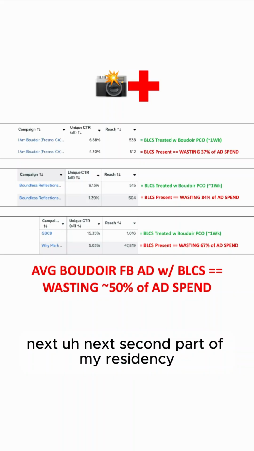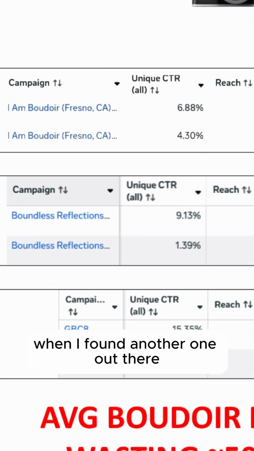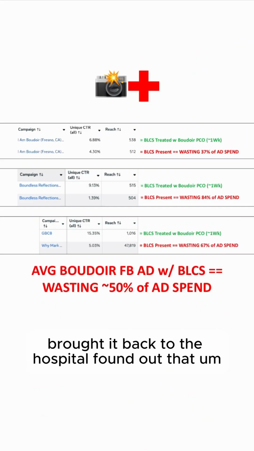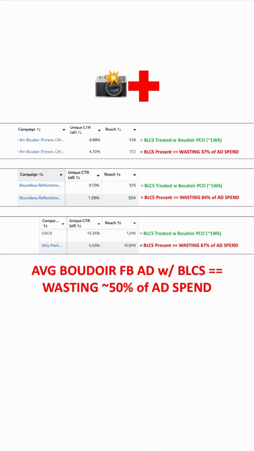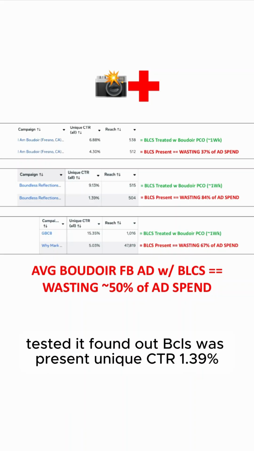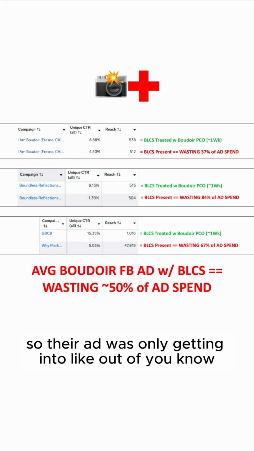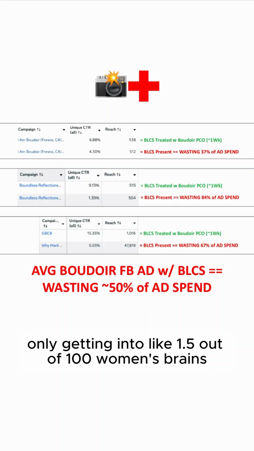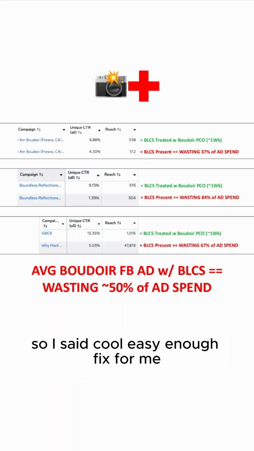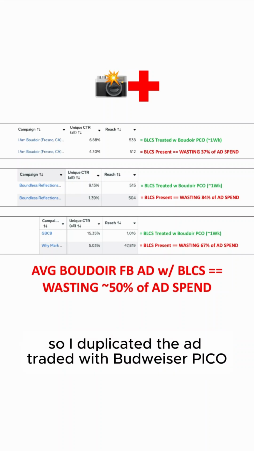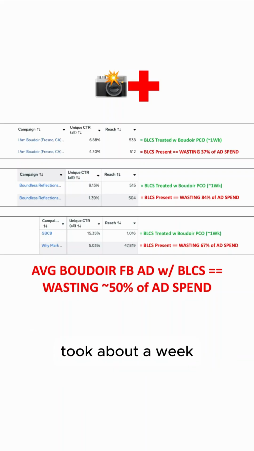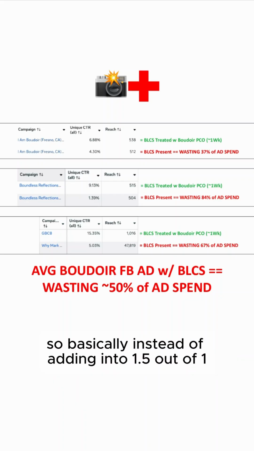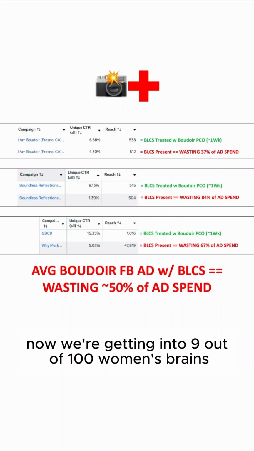Next, second part of my residency, I found another Boudoir Facebook ad out there in the wild, brought it back to the hospital, ran it, tested it, and found out BLCS was present, with a unique CTR of 1.39%. So their ad was only getting into 1.5 out of 100 women's brains. I said, cool, easy enough fix for me. I duplicated the ad, treated it with Boudoir Pico, took about a week, and got the unique CTR up to 9.13%. So instead of their ad getting into 1.5 out of 100 women's brains, now we're getting into 9 out of 100 women's brains.